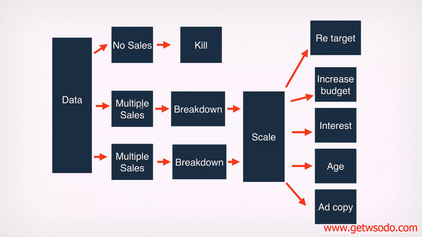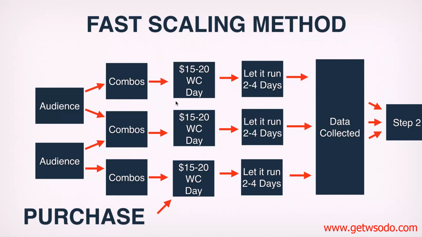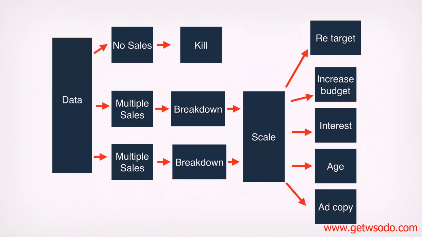If I get multiple sales, I'm going to do a breakdown, and it's the same with both adverts. Let's say I had 3 running, for example. You might have 2 running or 1. If I get multiple sales, I'm going to do a breakdown, and I'm going to start scaling. So I'm going to start doing my retargeting campaigns, which I talk about in the 100K blueprint.